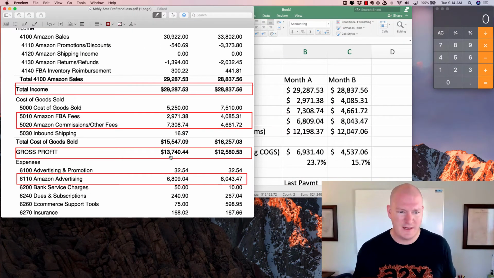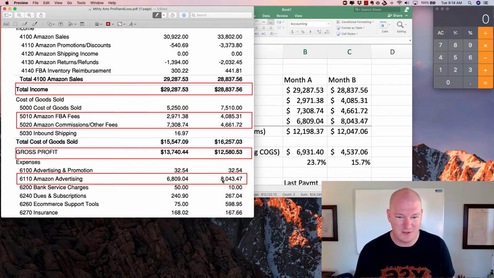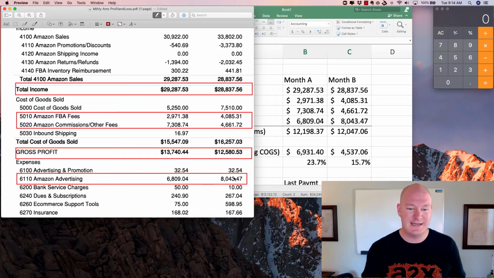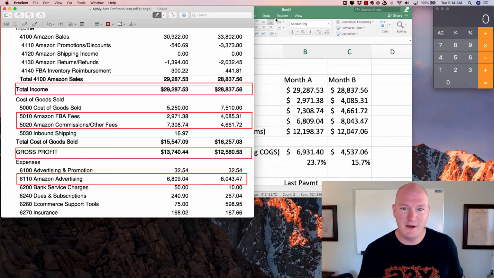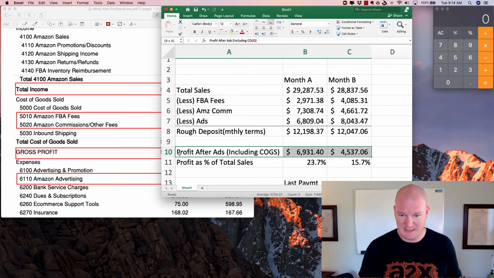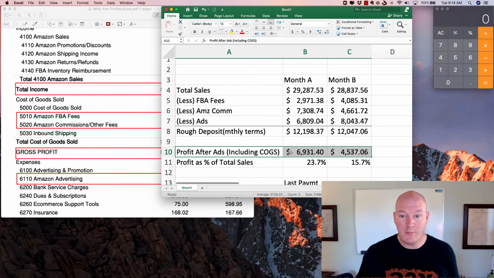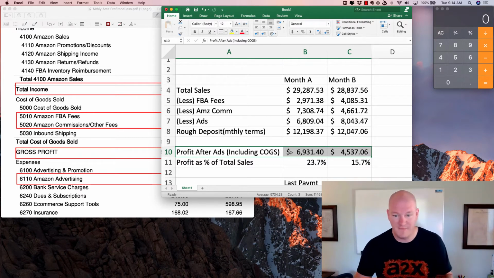Our gross profit is a lot better in the first month versus the second month, but it's even worse than that, right? Because we spent over $1,000 more on advertising. So if you have an after-advertising profit number here, you're looking at profitability. That's what this post-advertising gross profit number is. After ads, we were way more profitable in the first month versus the second month.